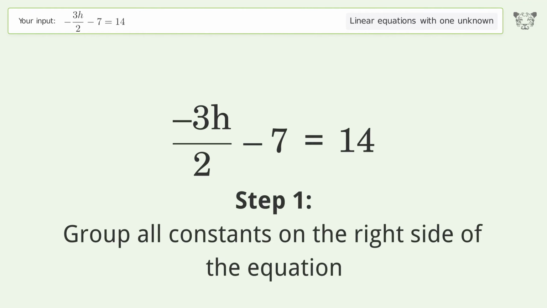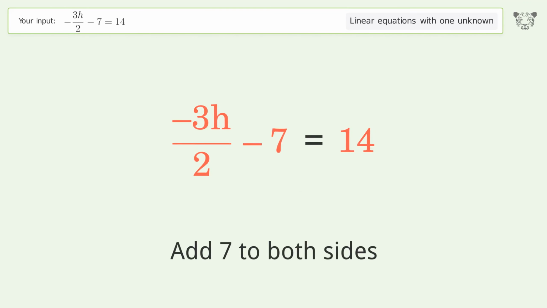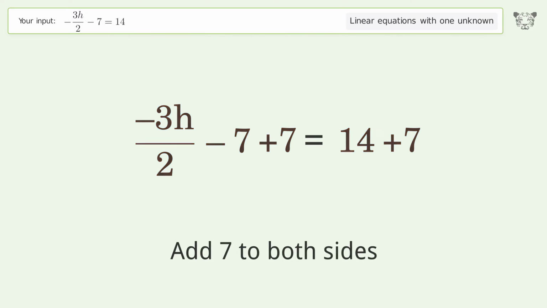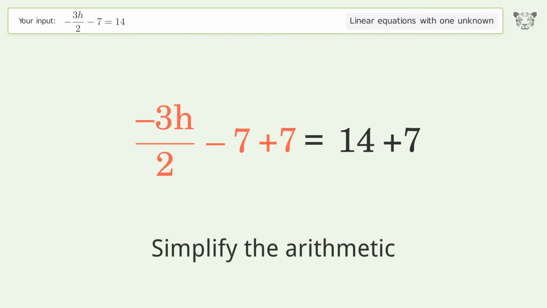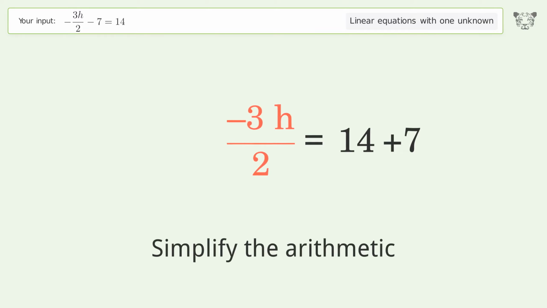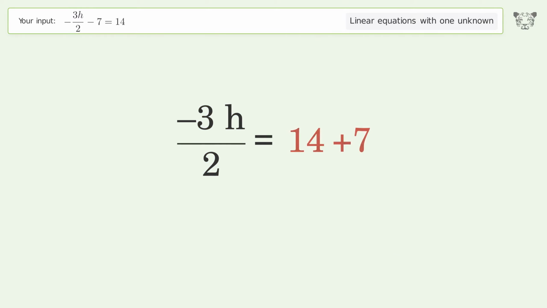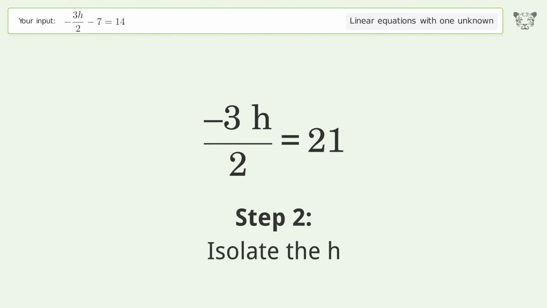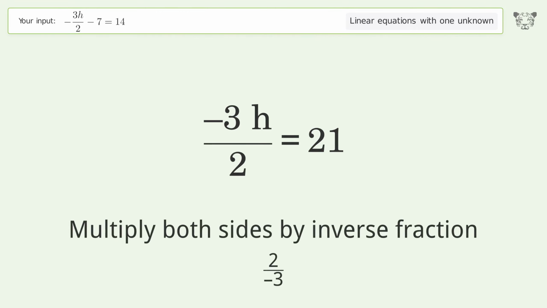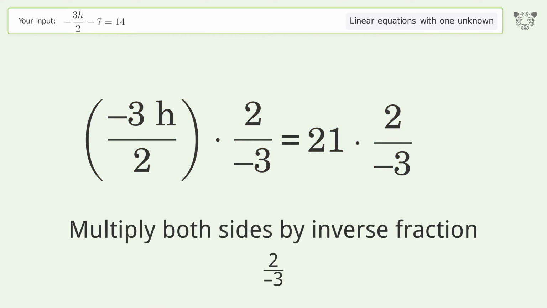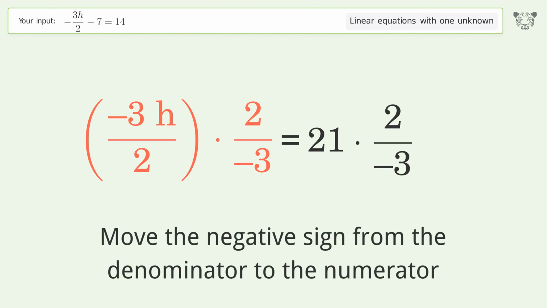Group all constants on the right side of the equation. Add 7 to both sides. Simplify the arithmetic. Isolate the h. Multiply both sides by the inverse fraction, 2 over -3. Move the negative sign from the denominator to the numerator.